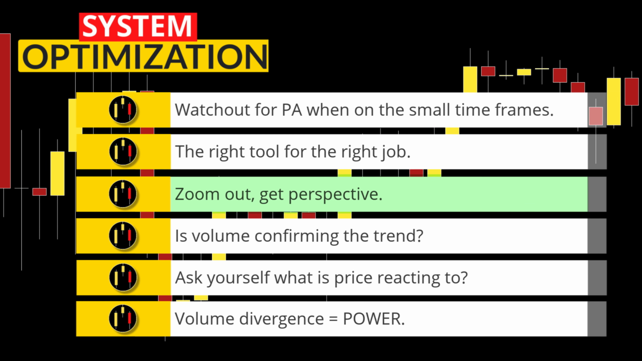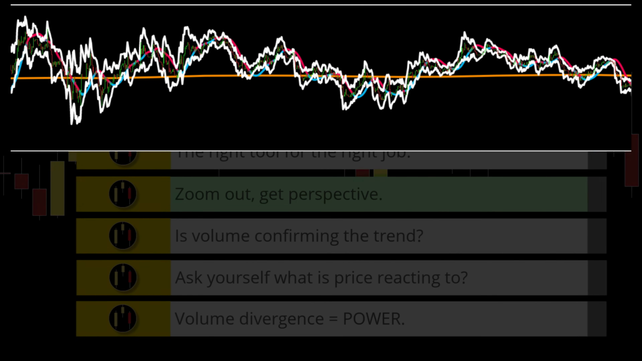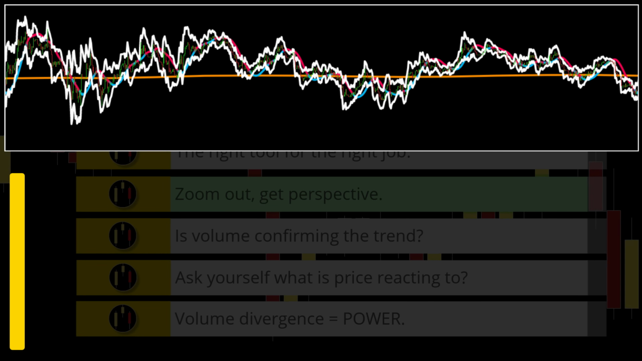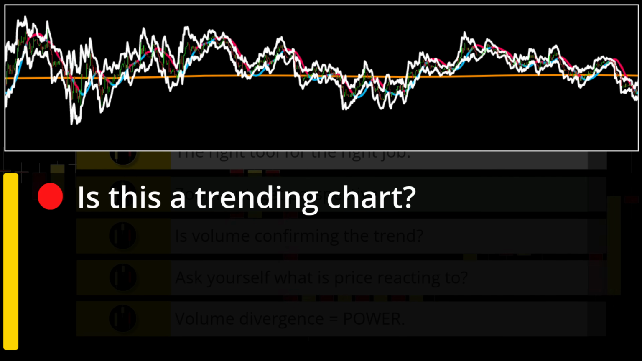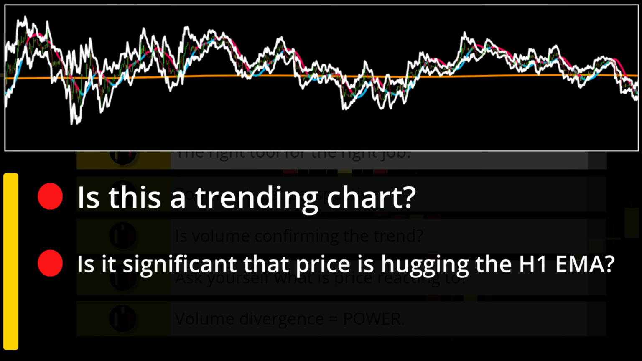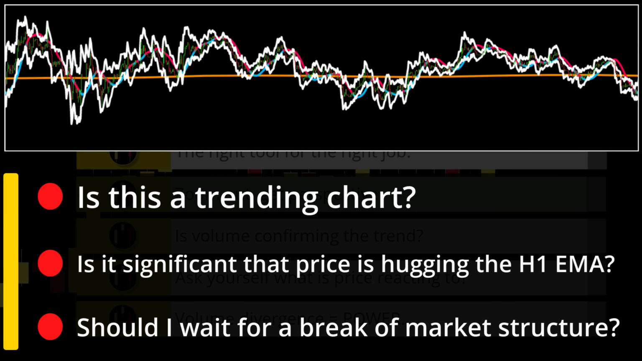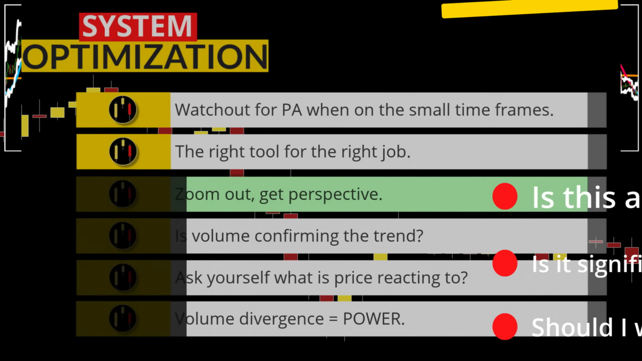The next suggestion is applicable to most trading systems. Don't be afraid to zoom out and see what is going on. Is this chart for a trend trader or a range trader? Is it significant that price is hugging the 50 EMA on the higher time frame? What support and resistance lines can I draw and set alerts for? These are all questions that scalpers need to be asking themselves on a consistent basis.